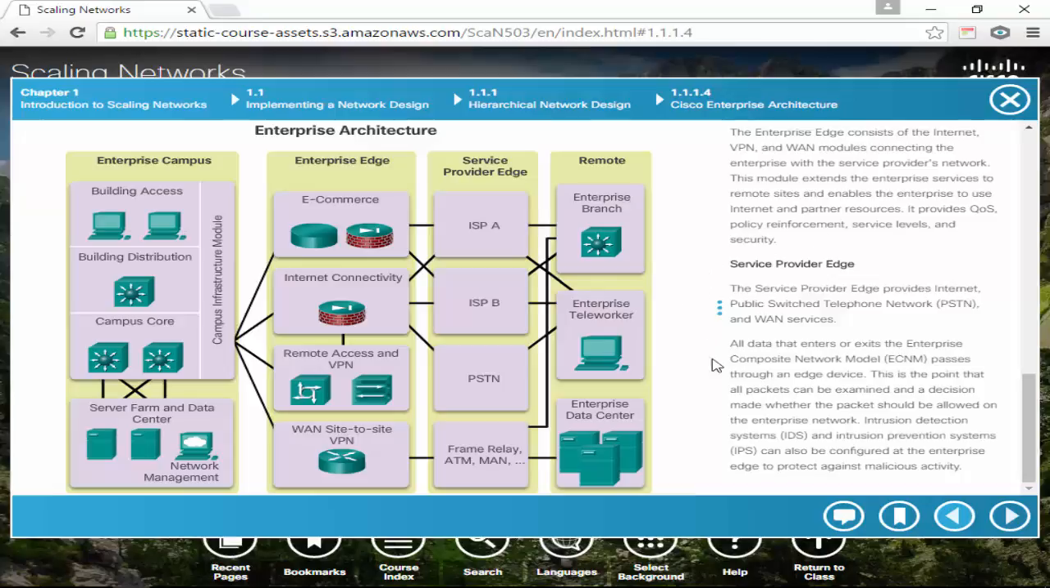Okay. And WAN services. All data that enters or exits the enterprise composite network model passes through an edge device. This is the point that all packets can be examined and a decision made whether the packet should be allowed on the enterprise network. Intrusion detection systems and intrusion prevention systems can also be configured at the enterprise edge to protect against malicious activity. Alright.